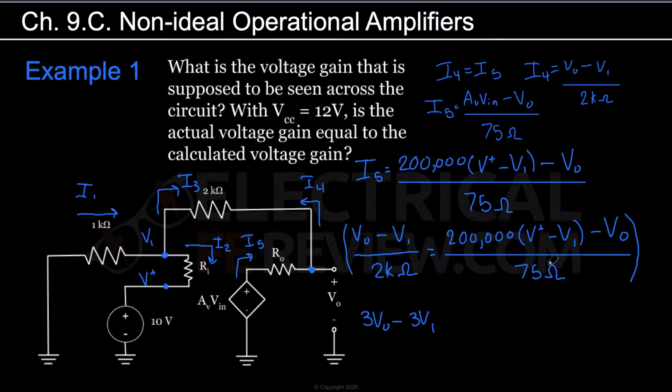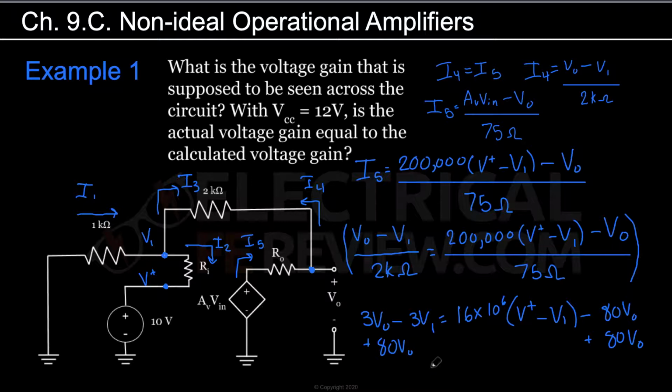This is going to give you 80. 6k divided by 75 is going to give you 80, and 80 times 200,000 is actually going to give you 16 times 10 to the 6. So we'll write that 16 times 10 to the 6 times V plus minus V1, minus, and then we have to distribute the 80 to this V out as well, which will give us 80 V out. And one thing we can do is add the 80 V out to both sides.